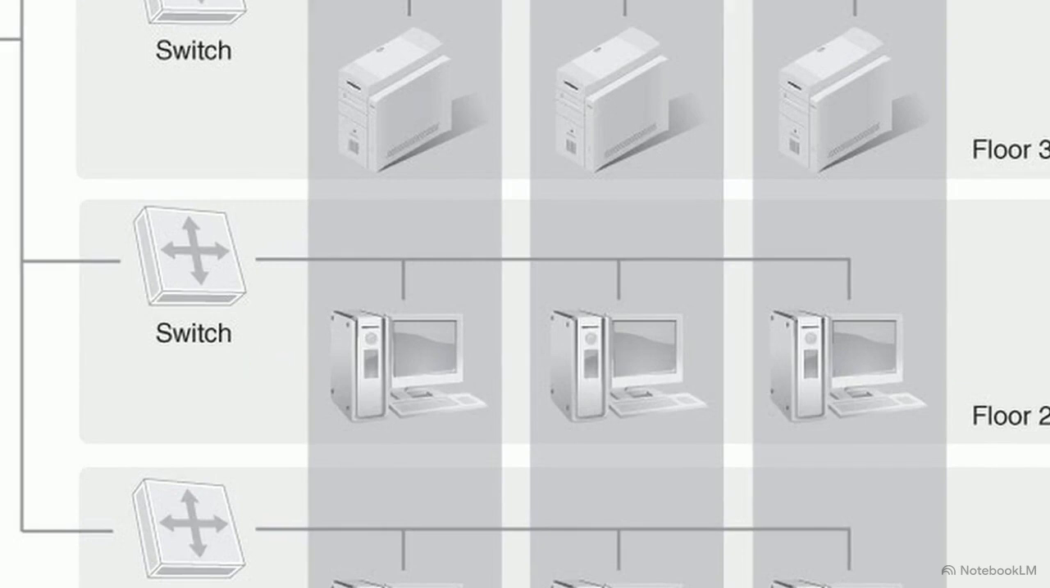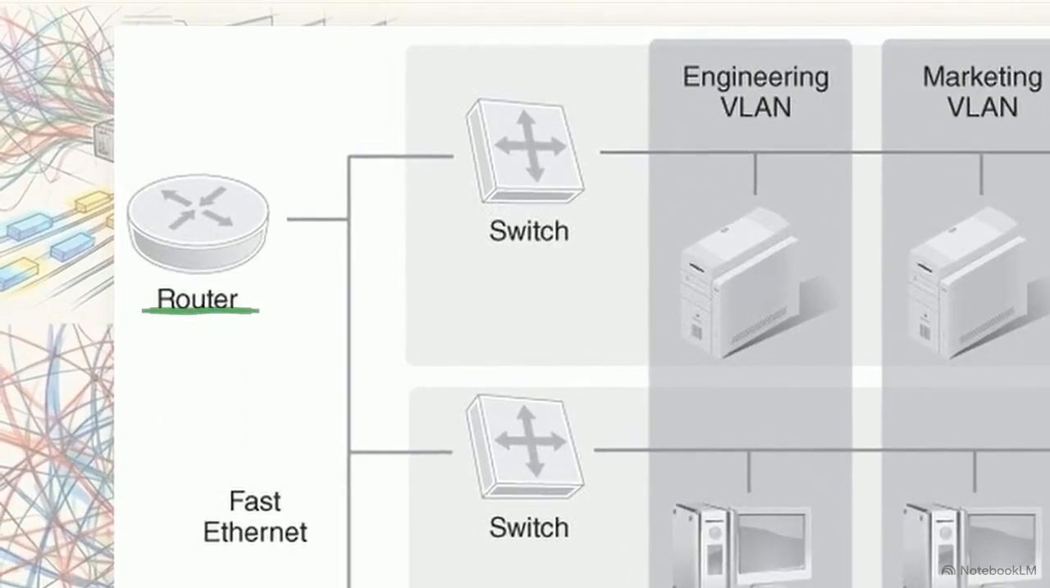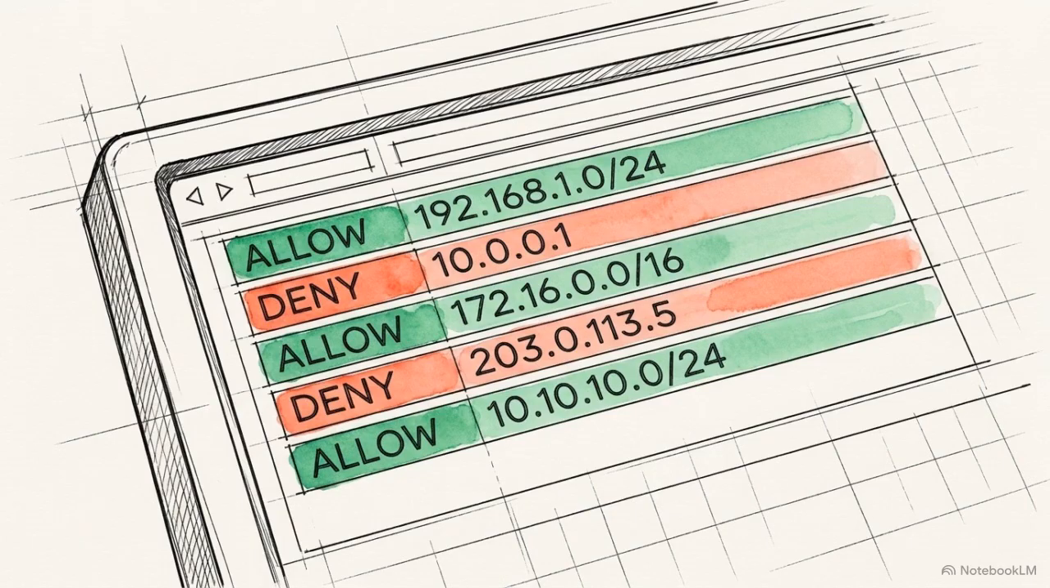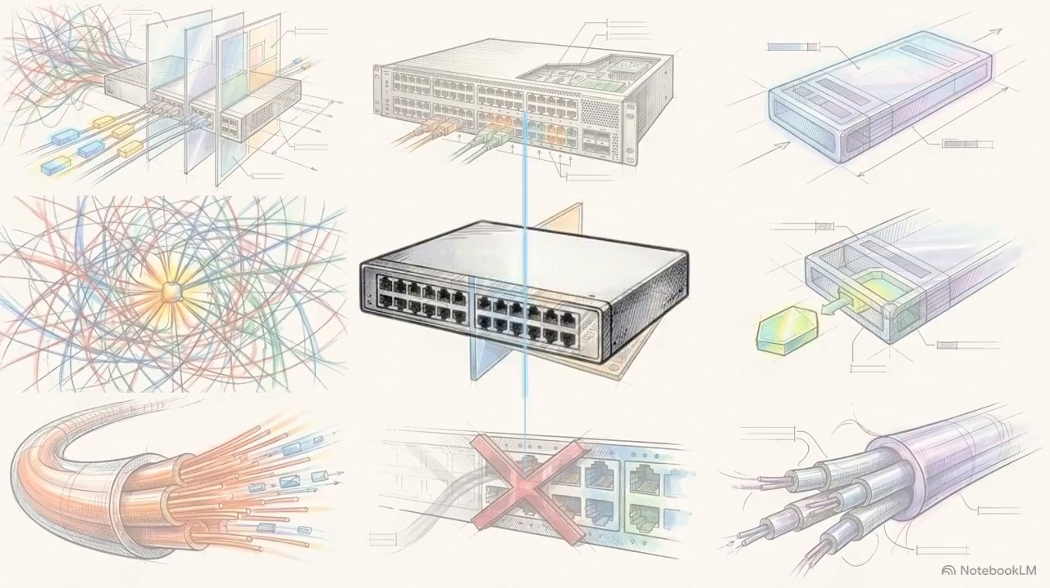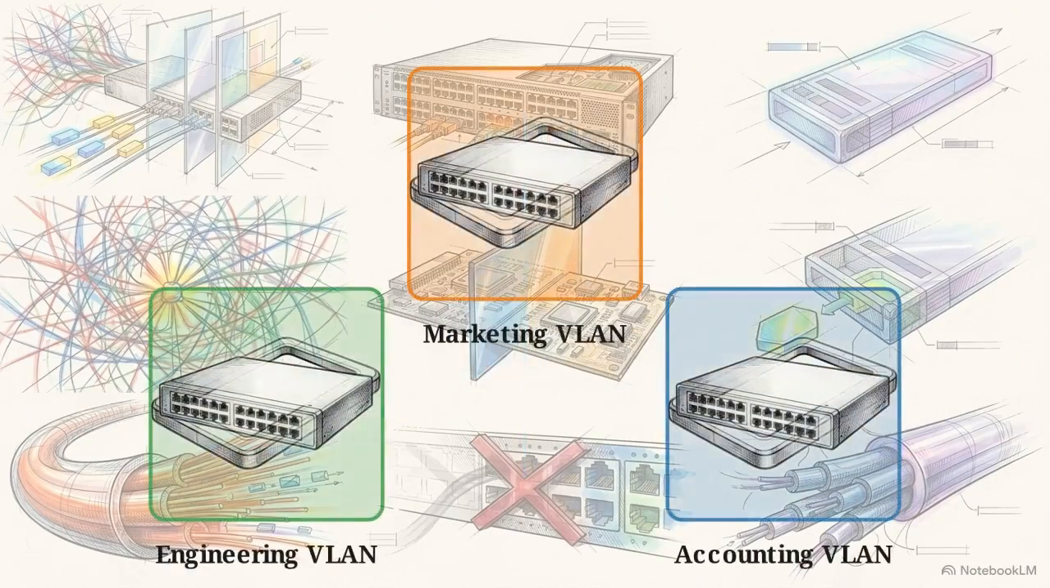To move data across these Layer 2 partitions, traffic is forced upward to a Layer 3 router. Forcing traffic through a Layer 3 device allows administrators to apply access control lists and specific security policies between departments. By deploying VLANs, a single physical switch functions as multiple isolated logical networks.